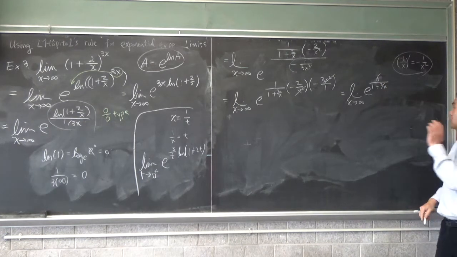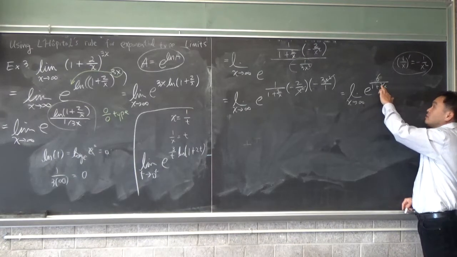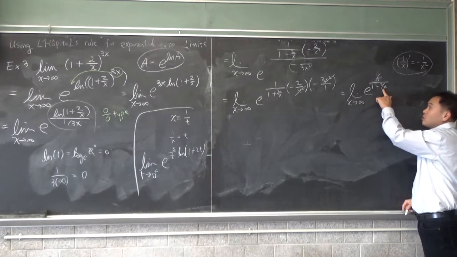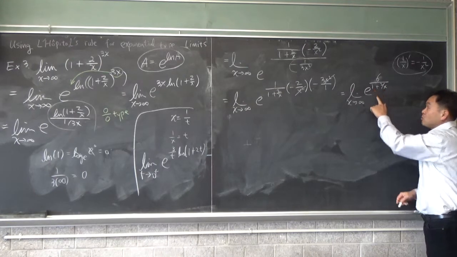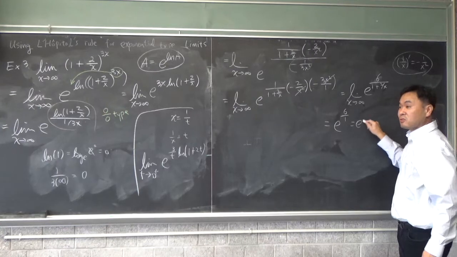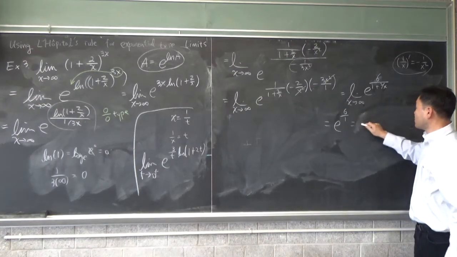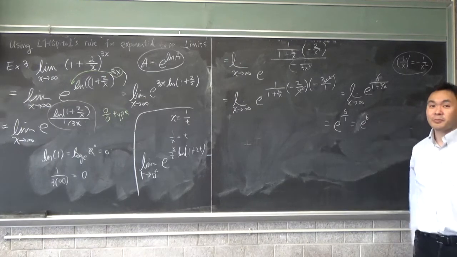And now it's clear, right? If you plug in infinity here, what is 2 over infinity? This will be 0. You still have a 1, so you end up with e to the 6 over 1, which is e to the 6th power. That's the answer. The answer is e to the 6th power.